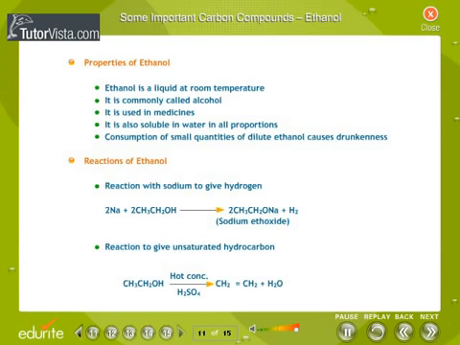Some important carbon compounds, ethanol. Some important properties and reactions of ethanol are outlined here. Read through to understand.